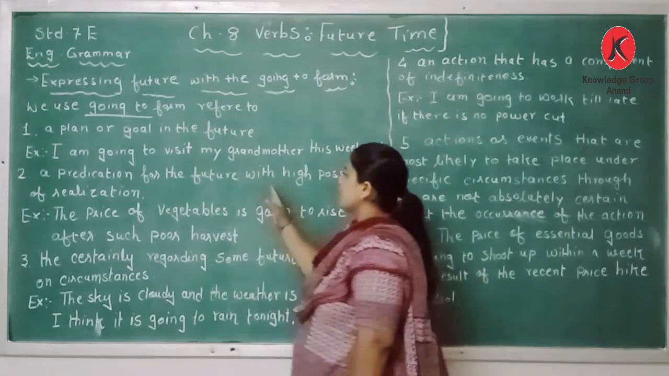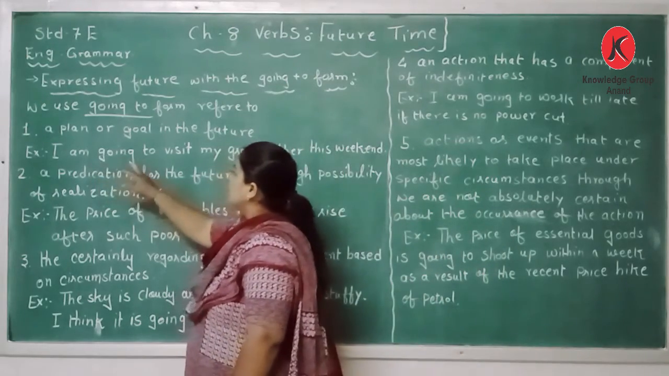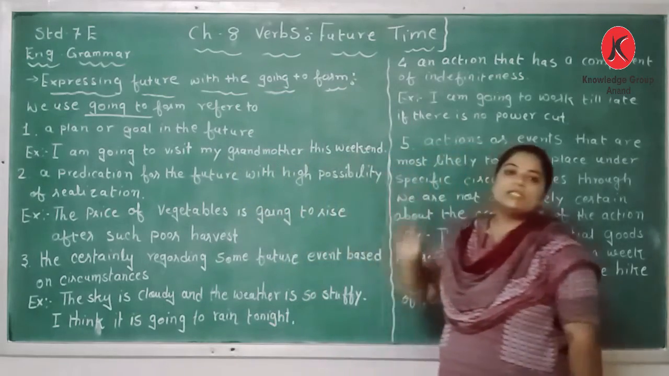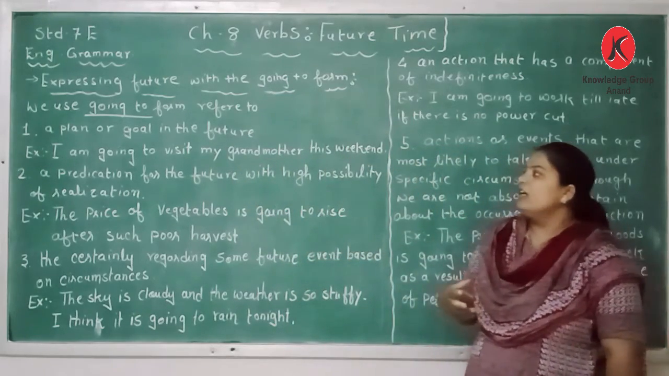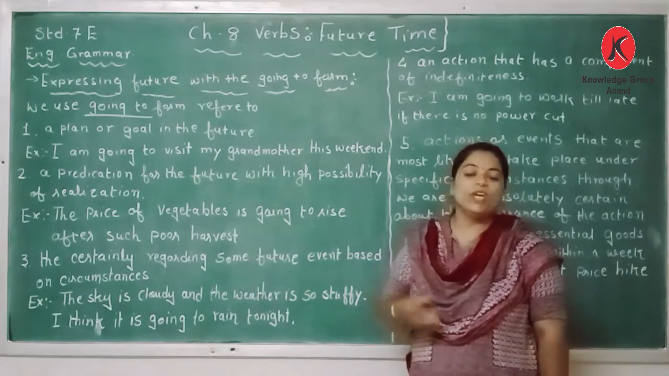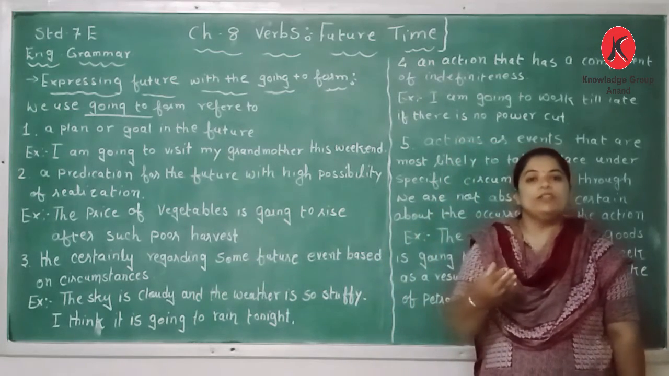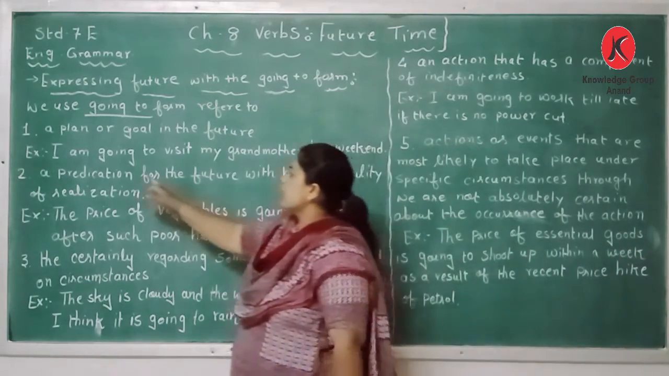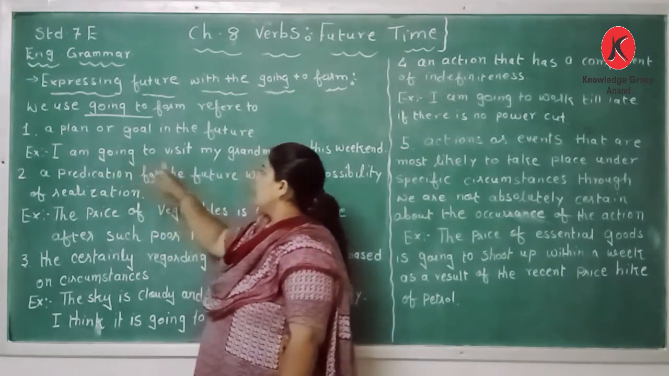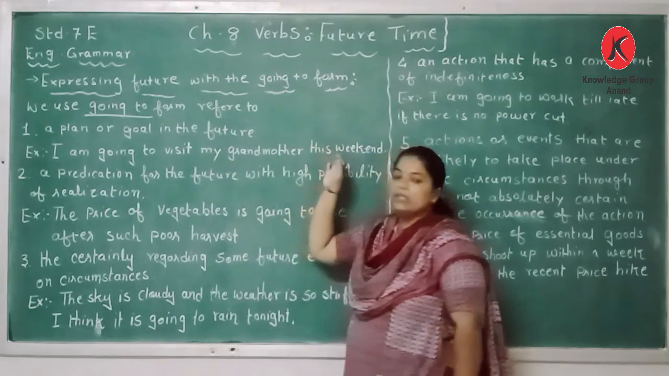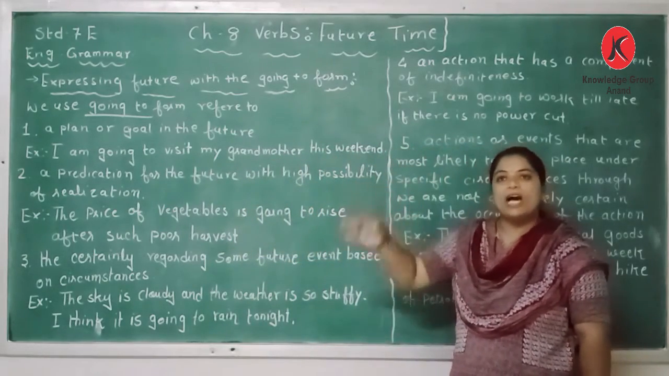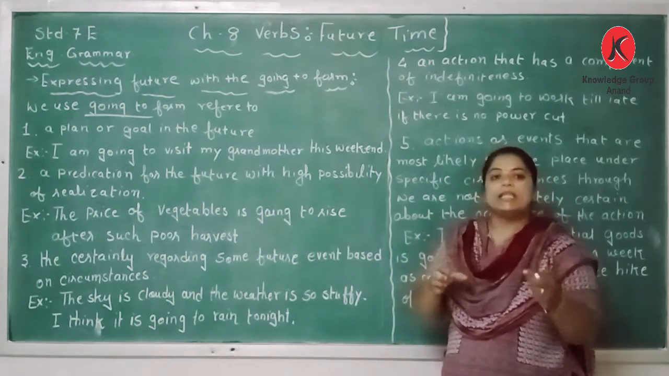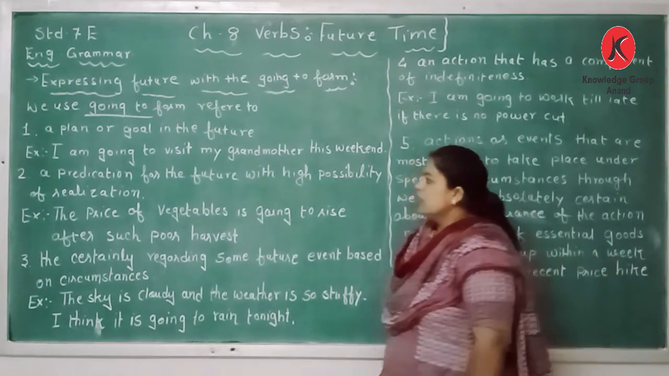So the example is here. I am going to visit my grandmother this weekend. Planning. A plan is made, which is going to take place in the future. So with the going to form, I am going to visit my grandmother this weekend. A plan is made to visit a grandmother at the weekend.